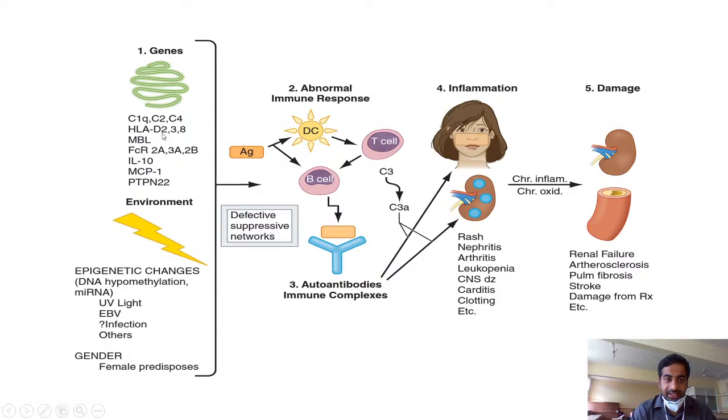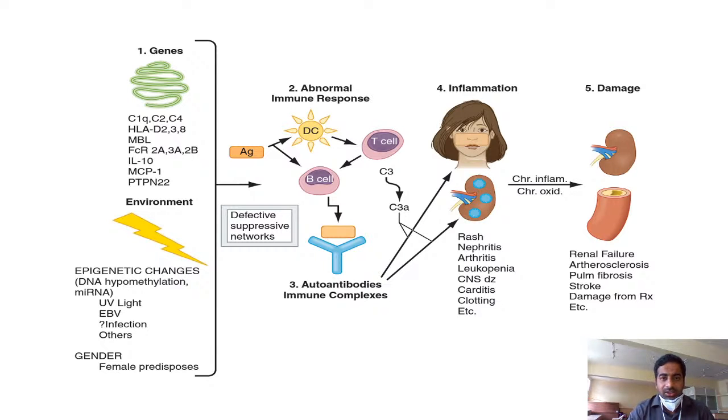We have this MCQ: HLA DR2, 3, and 8 is mainly responsible for SLE. Then MBL, IL-10, MCP1, and PTPN22 are non-HLA genes. Environmental factors, you have many, like UV light exposure. Patients who are exposed to UV light have flares, increasing SLE. Even the Epstein-Barr virus, then you have infections, and females are more prone.